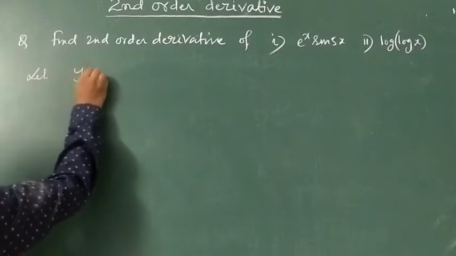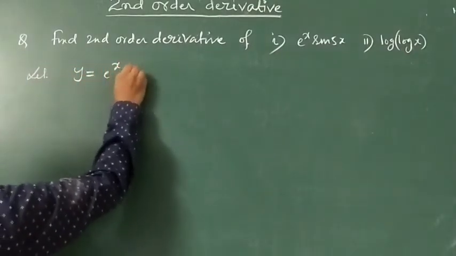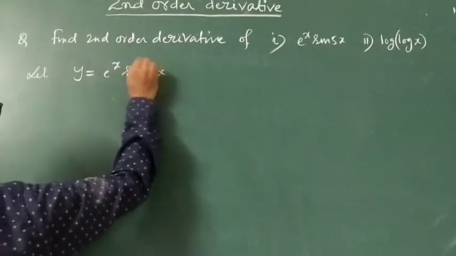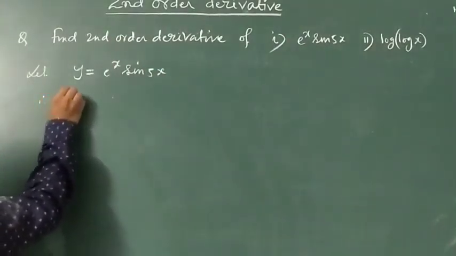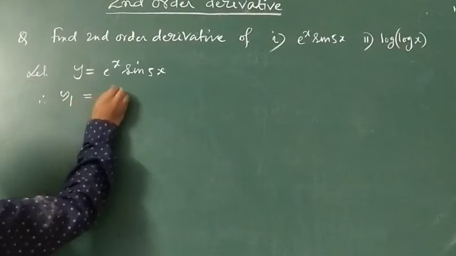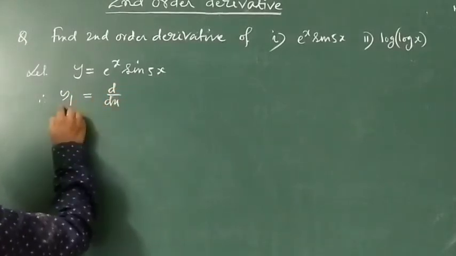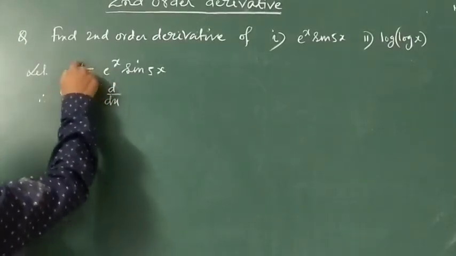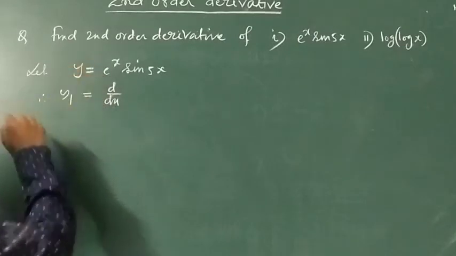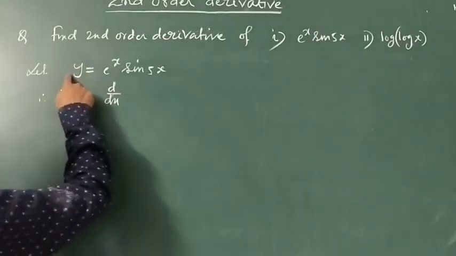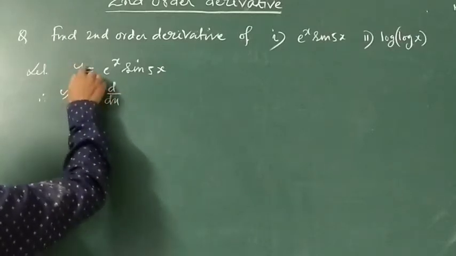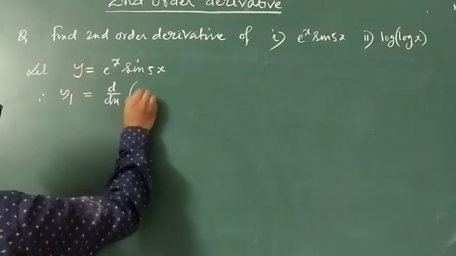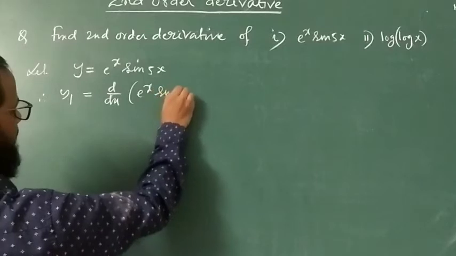Let y equal to e to the power x into sin 5x. Find dy by dx, means y1. y1 is equal to dy by dx. When we take dy by dx on both sides, what will it become? On this side we took dy by dx, on this side also we take d dx of e to the power x into sin 5x.